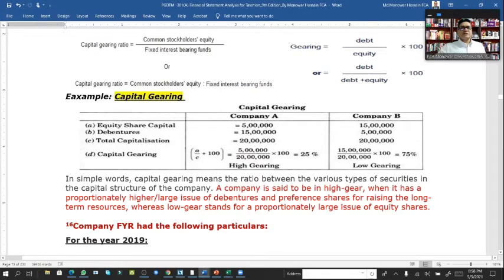Here is an example with company A and company B. Equity share capital for company A is 5 lakh and company B is 15 lakh. Debentures of company A are 15 lakh and company B is 5 lakh. So total capitalization is 20 lakh for company A as well as company B, 20 lakh. But the structure is different here. So capital gearing for company A is 25%, but company B is 75%. So it means that 75% is using equity.